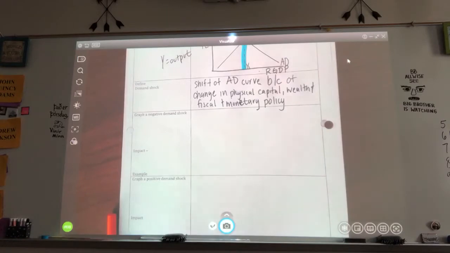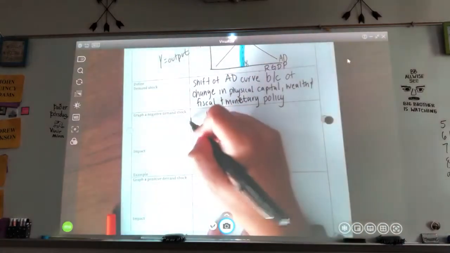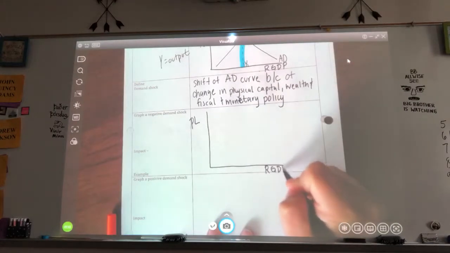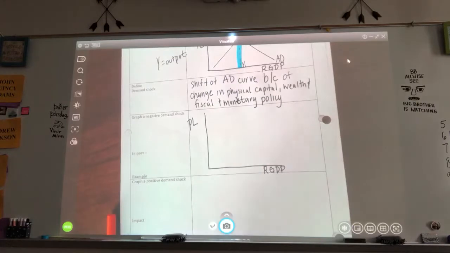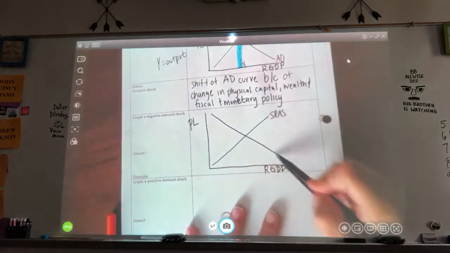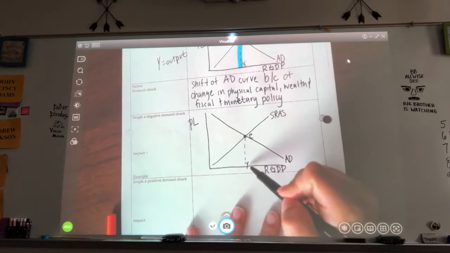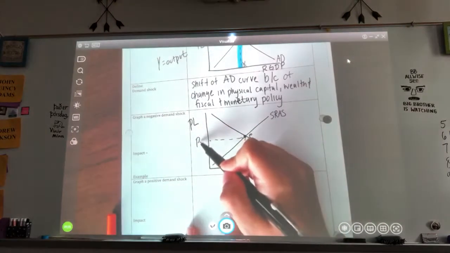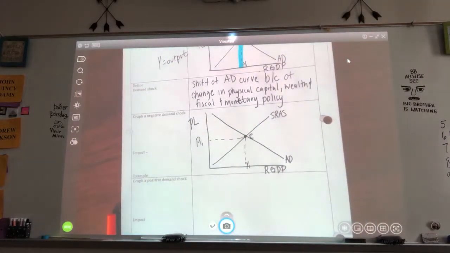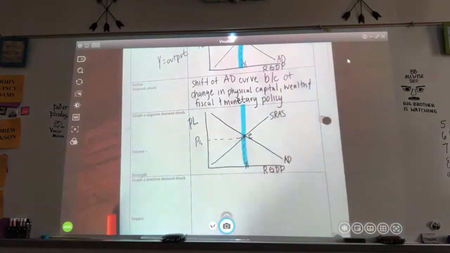So we're going to graph a negative and a positive demand shock. I'm going to put everything at equilibrium first. So I'm going to do my short run aggregate supply and my aggregate demand. This is my equilibrium, right? I know where my aggregate demand and my short run aggregate supply curve intersect. What am I going to get? I'm going to get my long run aggregate supply.